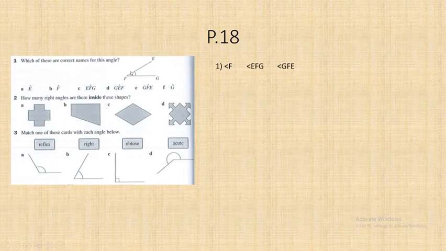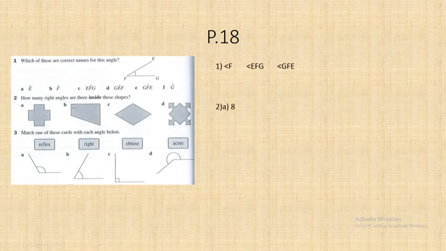Okay, so for question number 2, he's asking how many right angles are there inside these shapes. I will just talk about question A here. Here I have one right angle, 2, 3, 4, 5, 6, 7, and 8. So there are only 8 right angles inside the shape. So the answer is 8.